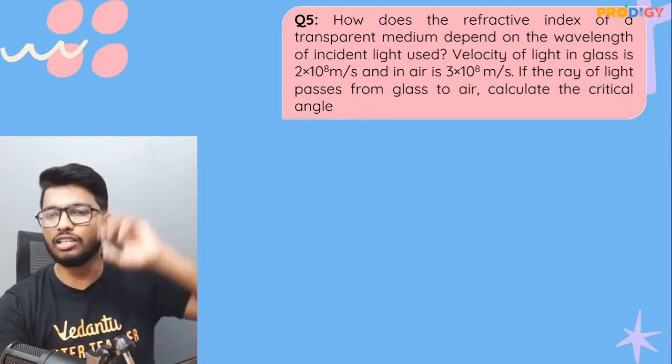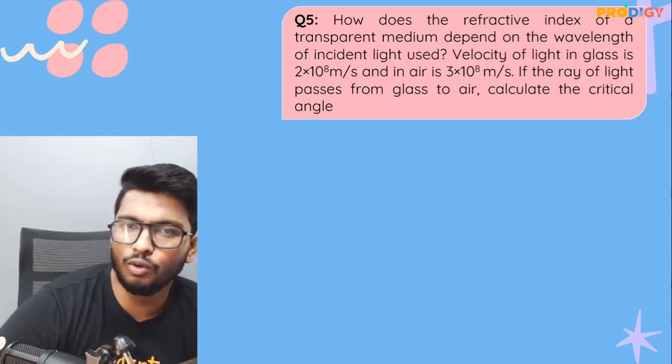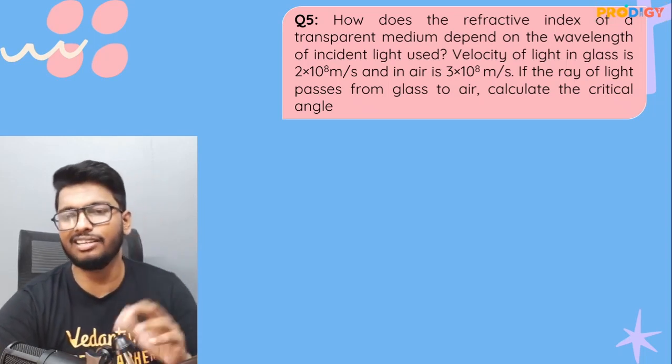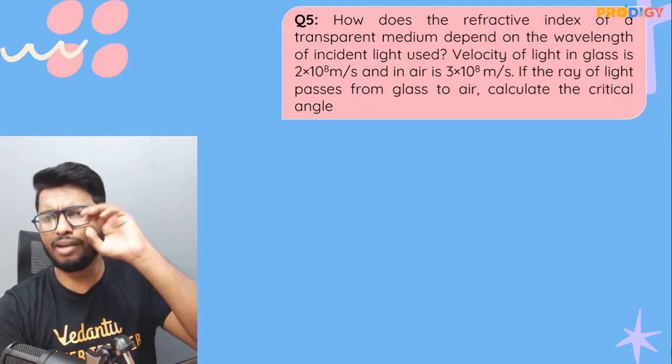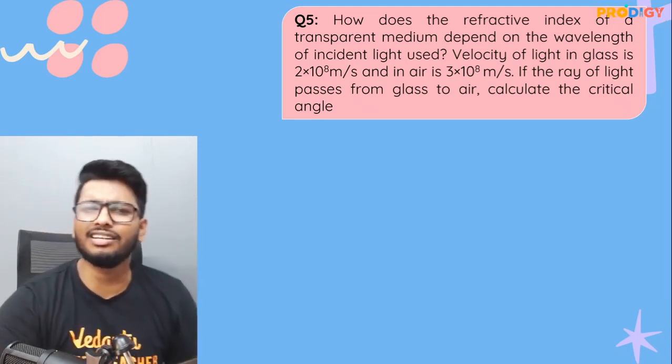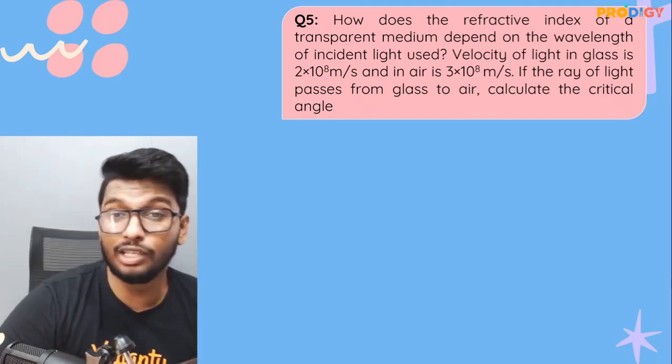Secondly, velocity of light in glass is 2 into 10 to the power of 8 meter per second, and that in air is 3 into 10 to the power of 8 meter per second. If the ray of light passes from air to glass, calculate the critical angle. Super easy question. Let's try to do that.